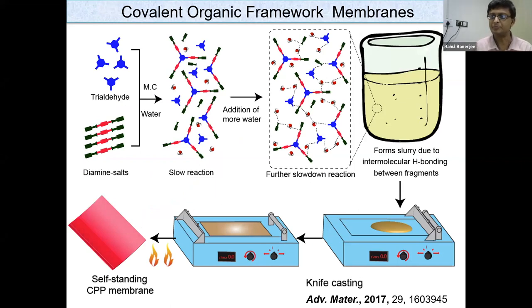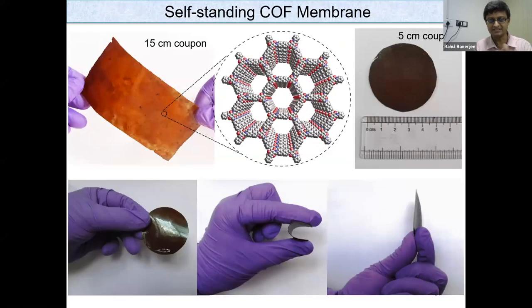So what we have been doing is we are taking the aldehyde and the amine, and we mix it in and make a slurry out of it. We use a small amount of para-toluene sulfonic acid. Today I didn't have time to discuss the role of that beautiful reagent. And you make a nice slurry, you put it on a knife caster, you make a self-standing film and give a little bit of heat, and you make this nice 15 millimeter coupon. You can even make it larger nowadays. This was pretty old work.